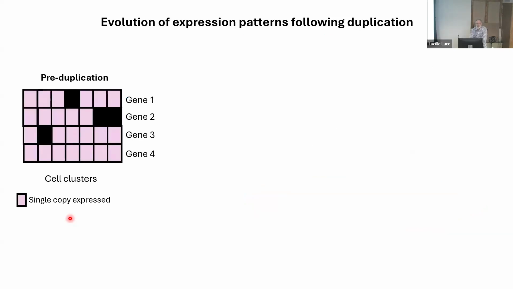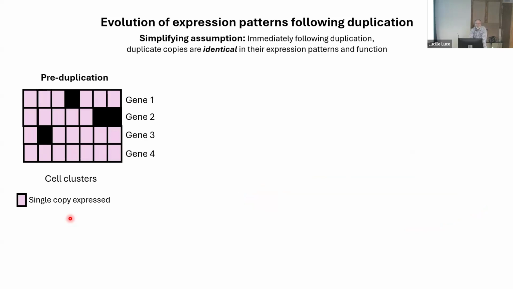So if we look at the evolution of expression patterns following duplication, what do we expect to see? Here's a single copy gene expressed in a number of different cell clusters, or a number of different genes. We make a very simplifying assumption that everybody makes, unfortunately, and that is that immediately following duplication, duplicate copies are identical in their expression patterns and their functions. And there's some logic to that, but it's a pretty tricky one to make. But everybody has to do it for evolutionary purposes. There's not much else you can do because we don't have access usually to the progenitor species.